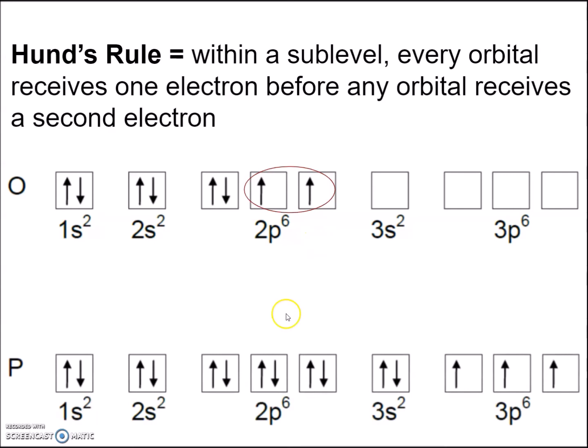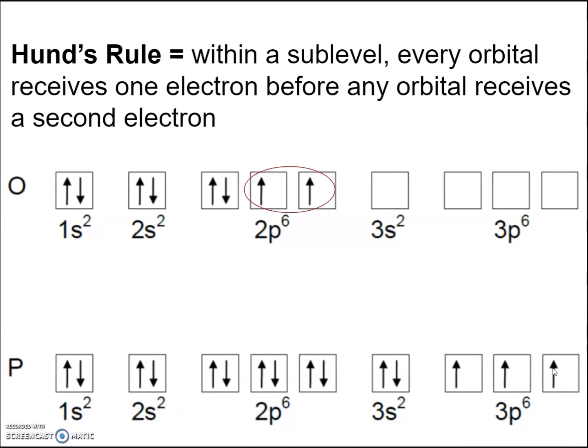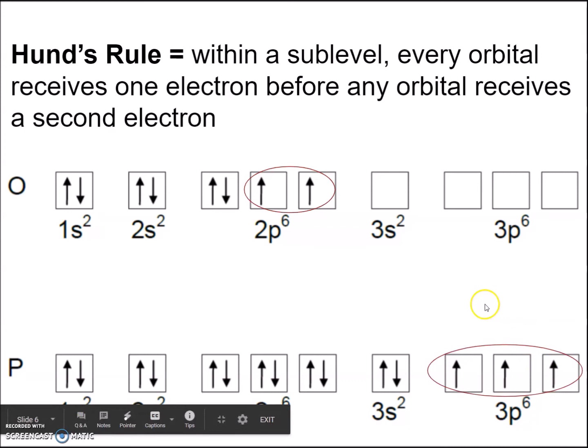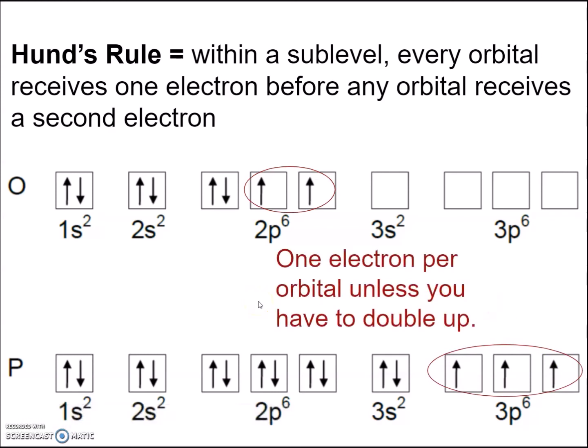Here's another example. Phosphorus. 1s2, 2s2, 2p6, 3s2, 3p3. There are 1, 2, 3 arrows in the 3p sublevel, and each of the 3 boxes has 1 electron each, 1 arrow each. 1 electron per orbital, unless you have to double up, is a nice, succinct way to put it.